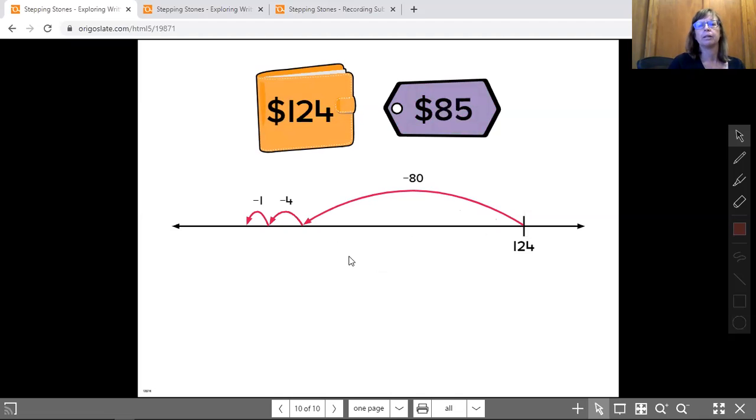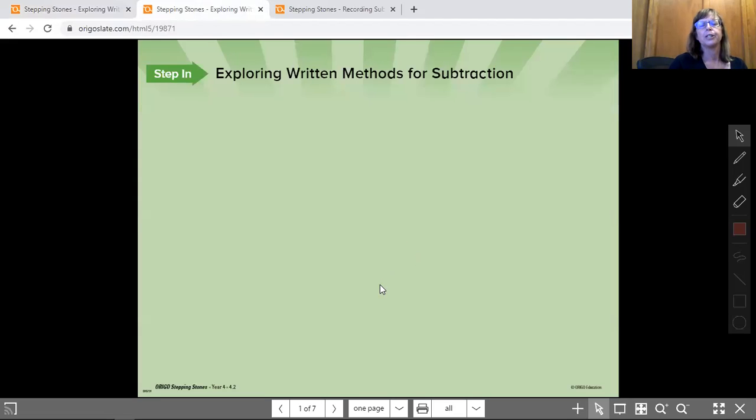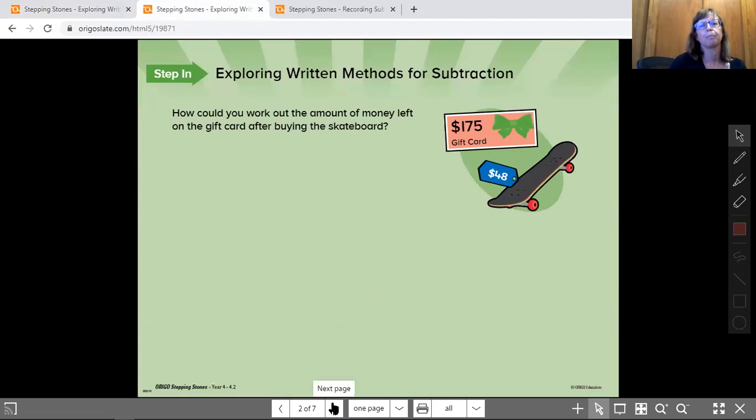Okay, and I'm not going to do that one, so we'll move over to our next problem. So we're going to start looking at written methods. So these are giving you mental methods using a number line. But we also know that there are written methods as well. So let's have a look at how they're doing it here.